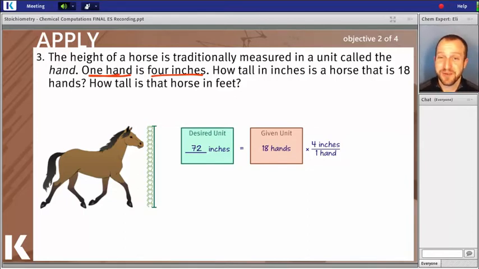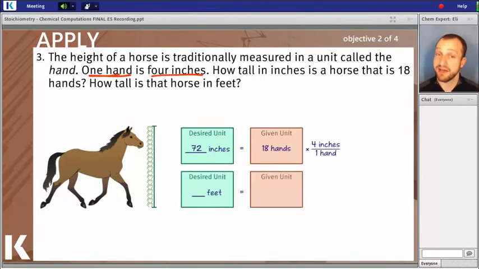I'm not done. They wanted the answer in feet, and I have inches. So I want feet, and I have inches. Again, this is just a separate unit conversion step. I could have done this all at once, but I'm going to do it in pieces just to carefully check my work.